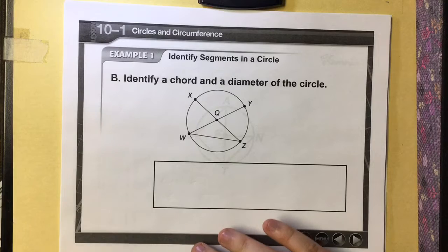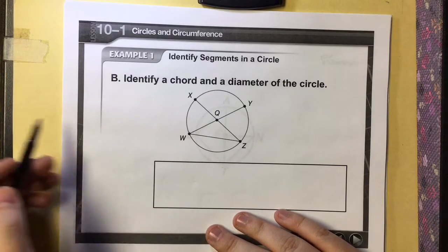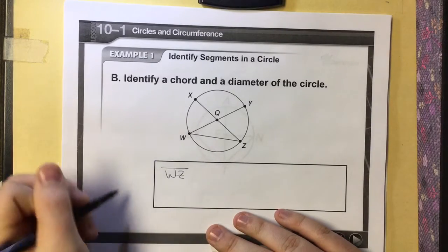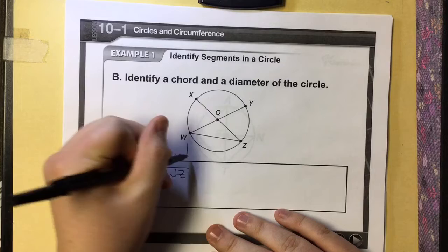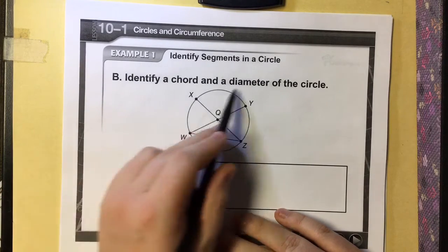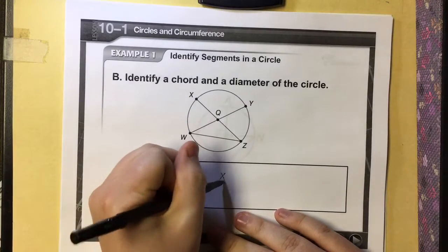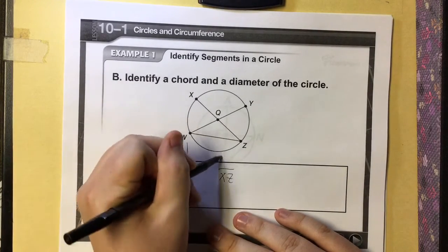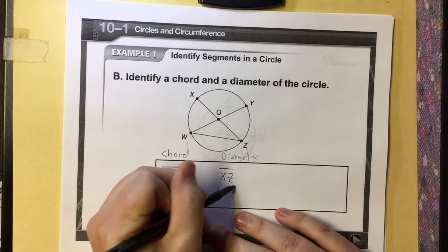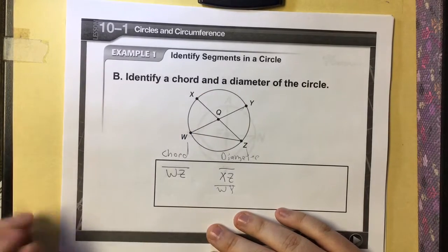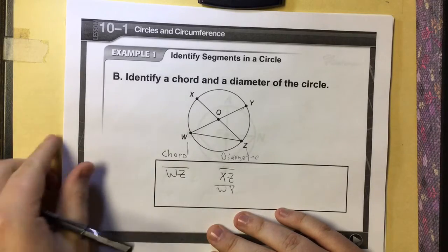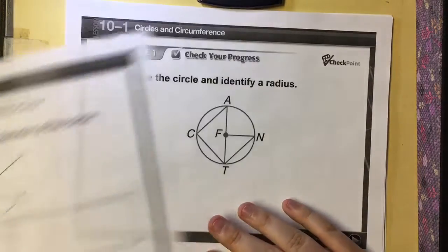To identify a chord: a chord is any segment that has both endpoints on the circle, so WZ is a chord. There are other chords, but the other chords are also diameters. So segment XZ is a chord and a diameter, and so is WY. WY is also a chord and a diameter. So all three of these are chords, but only these two are diameters because only those two go through the center of the circle, point Q.